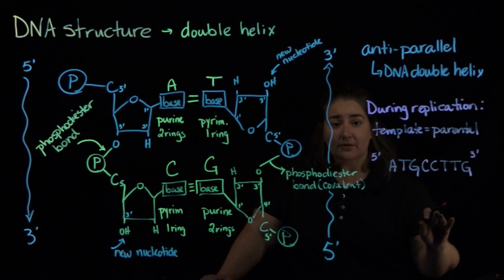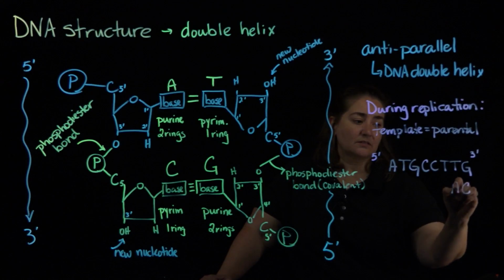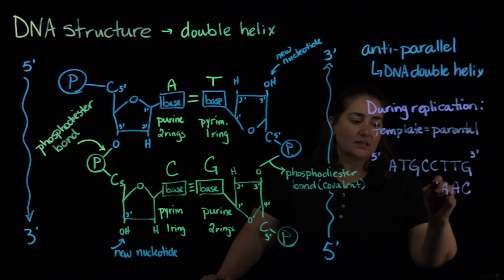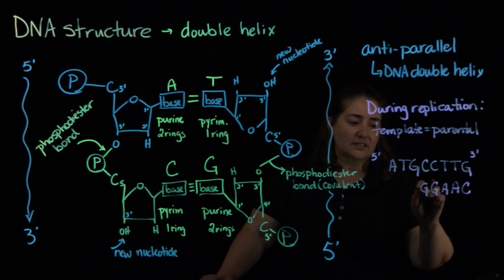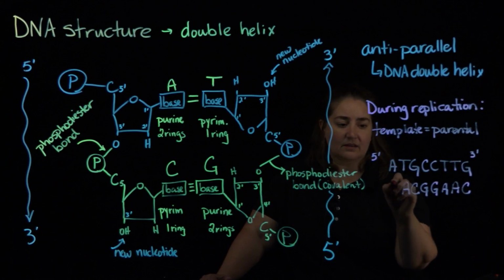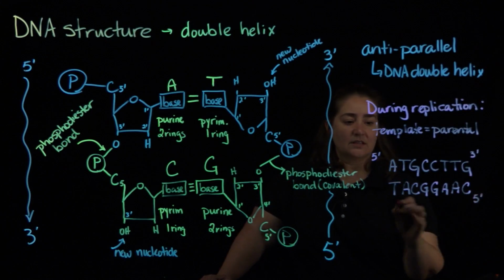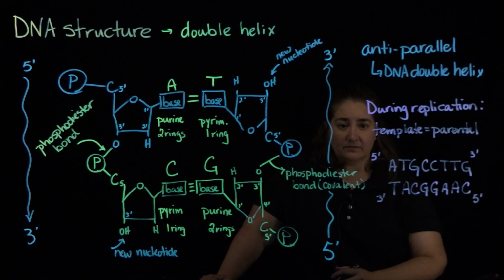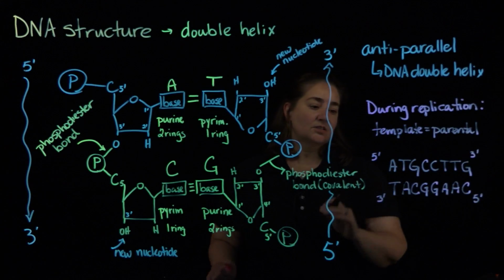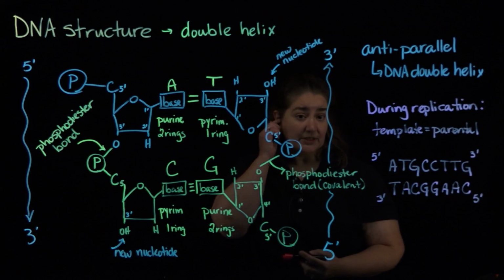The complementary DNA strand of the parental DNA would be opposite. If you have a G, you would put in C. If you have a T, you'd put in A. C, G, C, G, G goes with C, T goes with A, A goes with T. Now this strand is going to run the opposite direction. So either of these can function as the template strand.